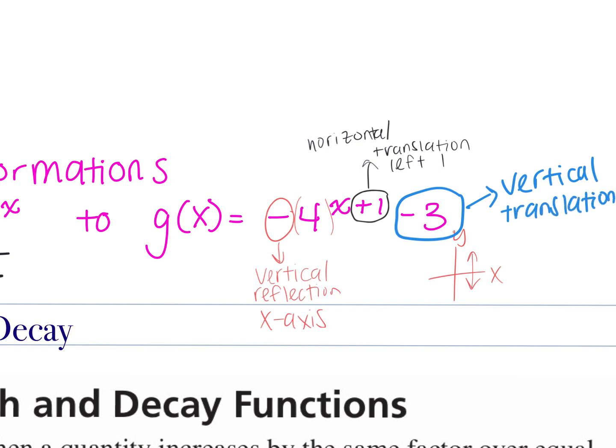Remember, what's another word for translation, guys? You could also put shift here too, okay? Either or. So it's a translation or a shift, and now we have to know where. Left or down? Why is it down, not to the left? It's vertical. So it must be down. How many? 3.